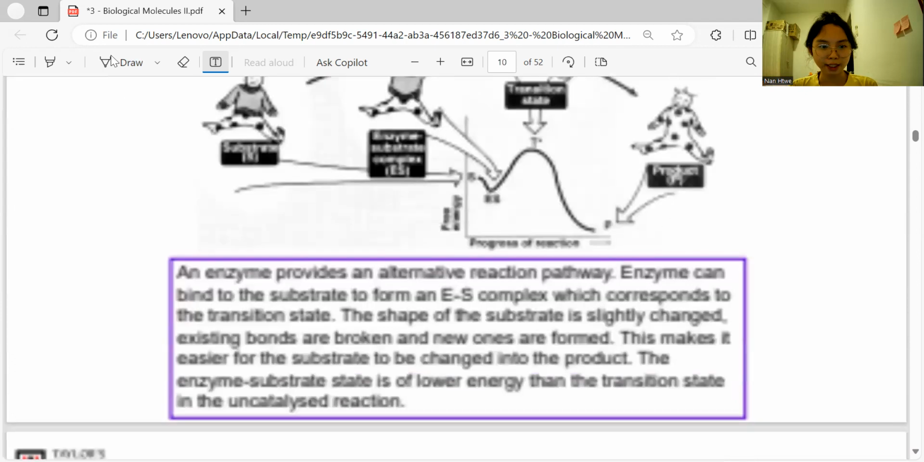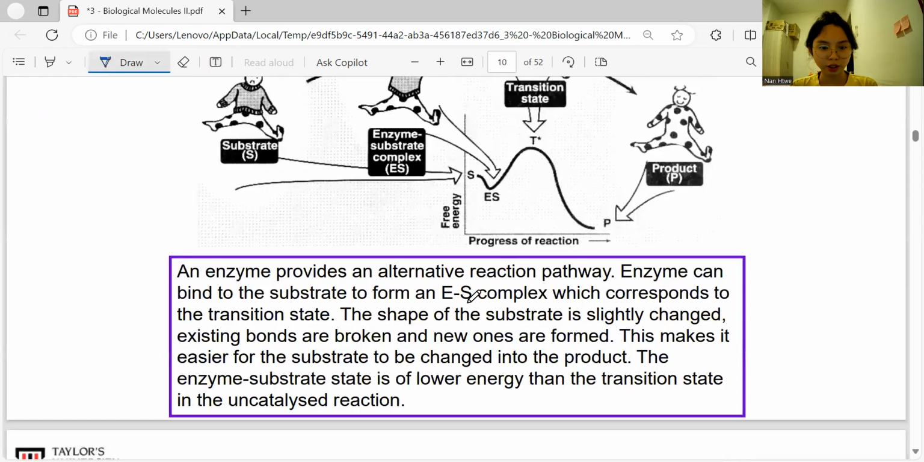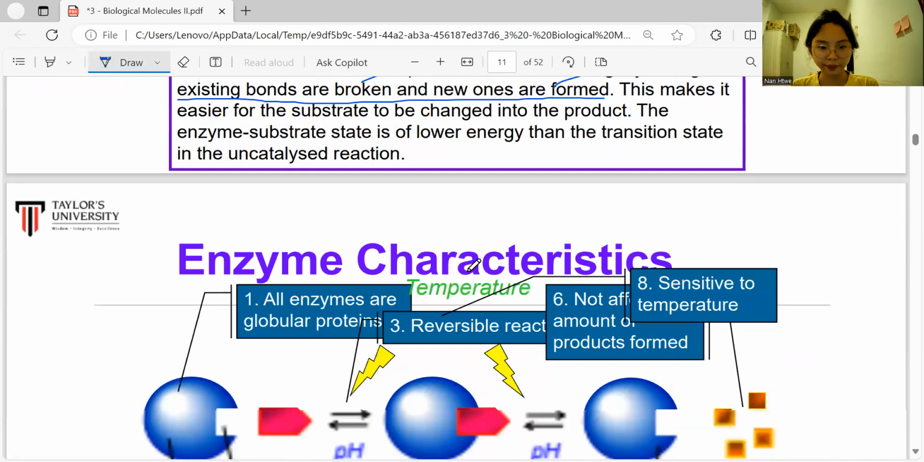Write it down here, and then you can read this one. This is the transition state. What happens in the transition state is that the bonds are broken or new ones are formed. The broken one is called degradation, and the formation is called synthesis. That is what you need to know. That is the general concept, and we can use this general concept to understand or write the structure questions on the induced fit and the lock and key mechanism.